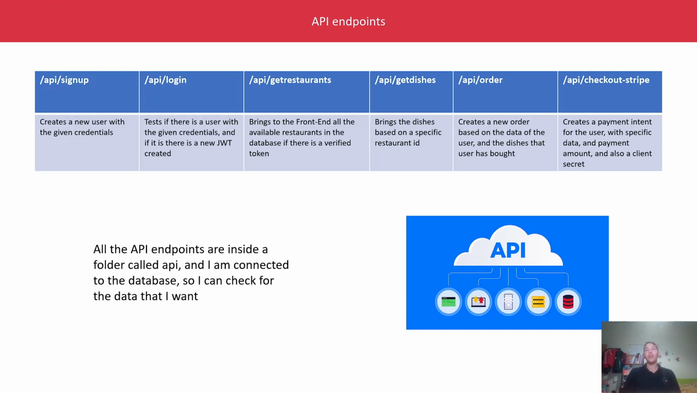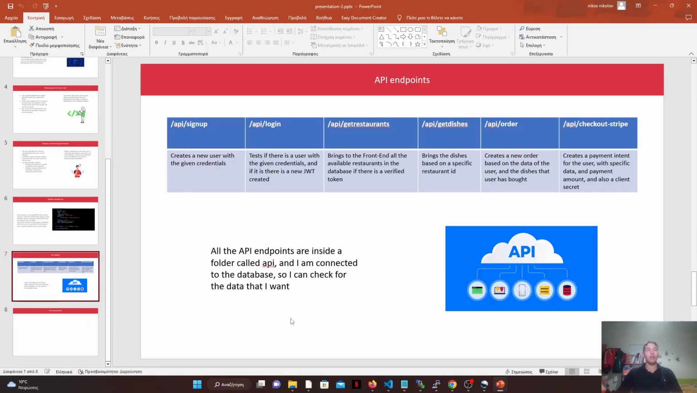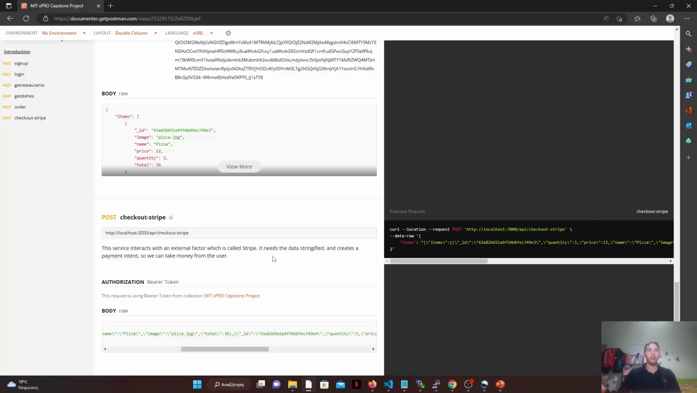The order creates a new order based on the data of the user and the dishes that the user has bought. And checkout Stripe creates a payment intent for the user with specific data, payment amount, and also a client secret. Firstly, I'm connected to the database, and then I'm doing all these actions to check for the data that I want. So now I will quickly show you my API documentation.